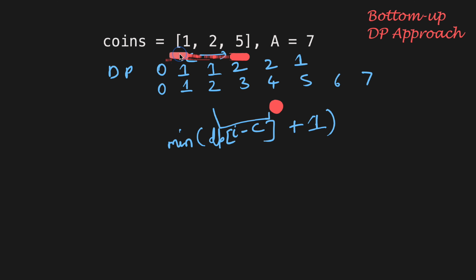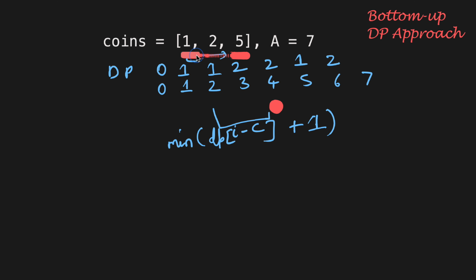Now let's fill in DP of 6. If we use coin with denomination 1, then DP of 6 will be equal to DP of 5 plus 1, which is equal to 2. If we use coin of 2, then DP of 6 will be equal to DP of 4 plus 1 equal to 3, which is more than the current value. So the minimum value stays 2. Then we will try coin of 5, which will result in DP of 1 plus 1, which will also give 2. So the minimum value stays 2 itself.